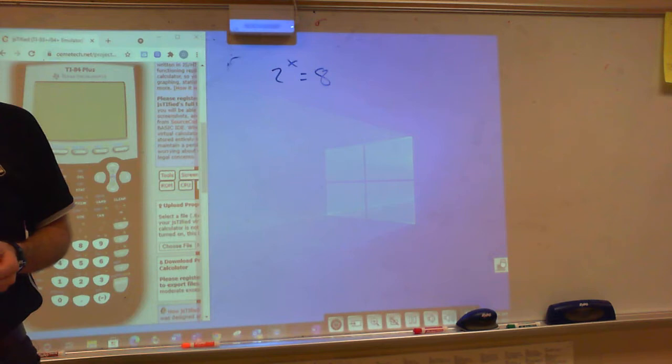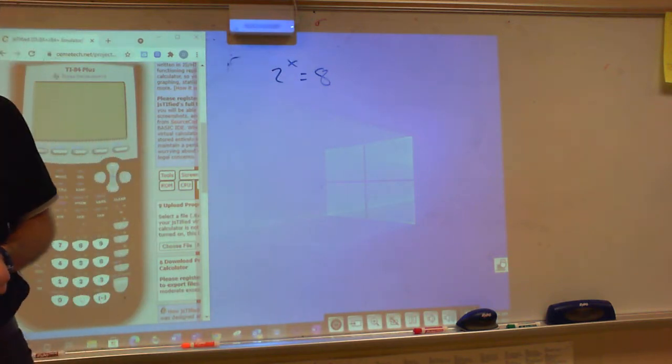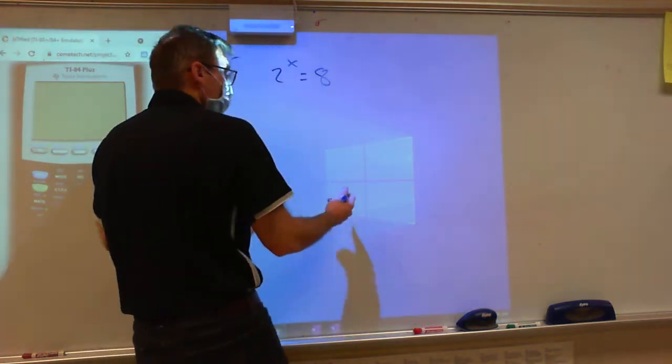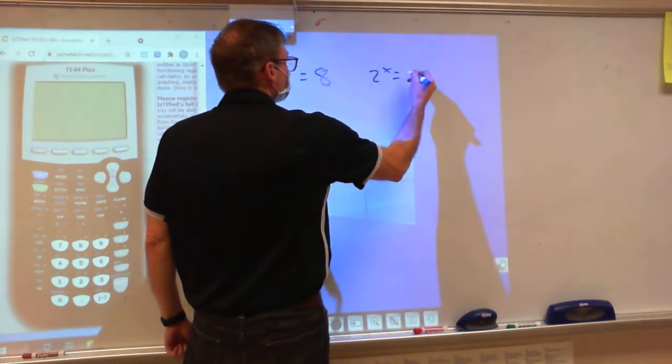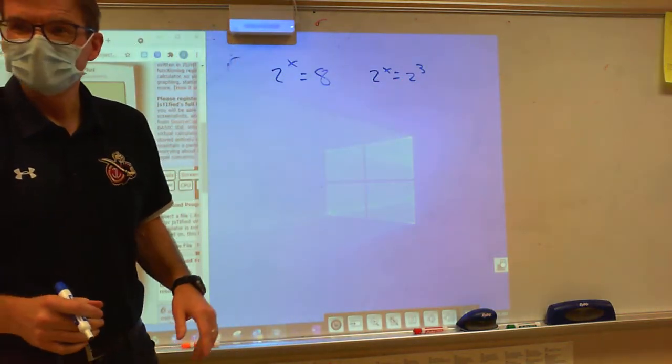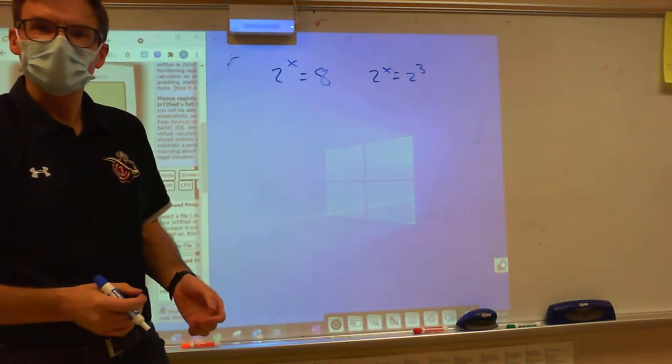How do we solve it? Make the bases the same, right? You look at this and say, well, this is easy. This is going to be 2 to the x is equal to 2 cubed, so x equals 3. Easy, because we can make the bases the same.